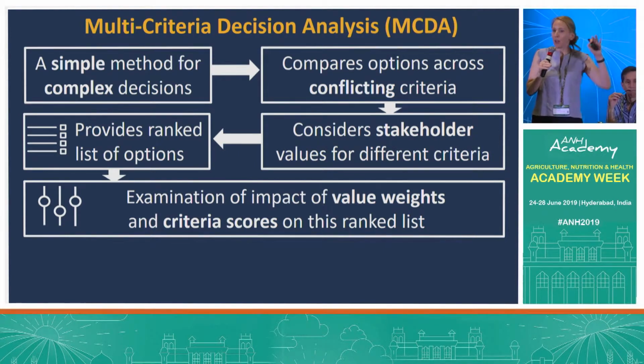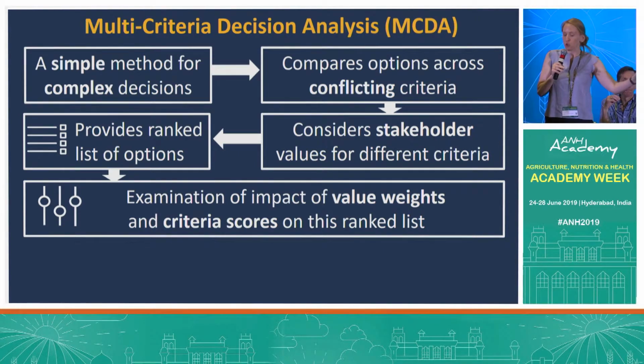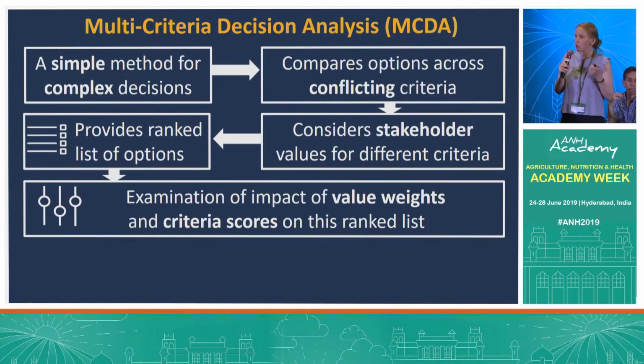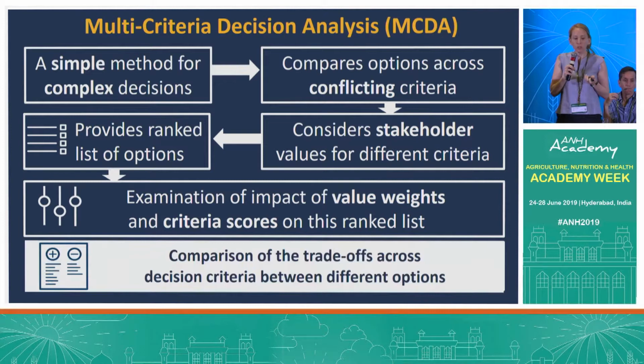So you can then look at the results if you just took the nutrition programmers' weightings into account, if you just took the agriculture programmers' weightings, if you just took women smallholders into account, for example. It would allow you to look at a comparison and use that to help with your decision making.